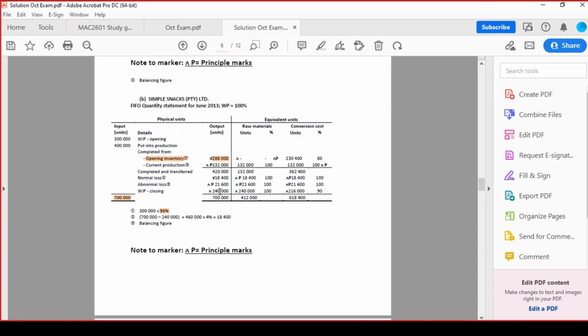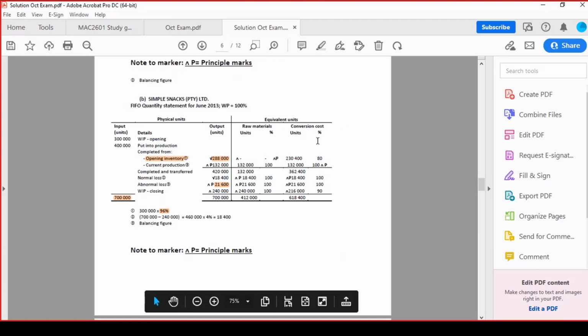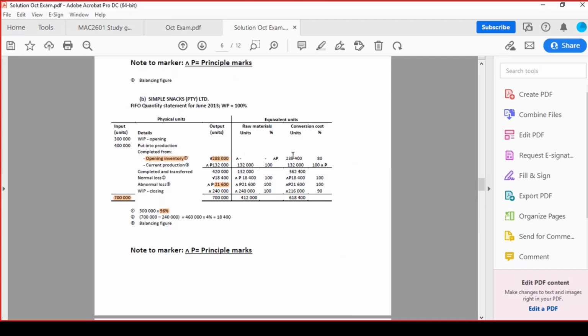Then we needed to calculate the abnormal loss. And abnormal loss, we know it's 700 minus what was completed, minus the normal loss, minus the closing WIP, and the balancing figure will be your abnormal loss. I know you guys didn't get a chance to get into the equivalent units, but this is how it looks. Opening inventory, 0%. I always say show that 0 because you get a principal mark for it.